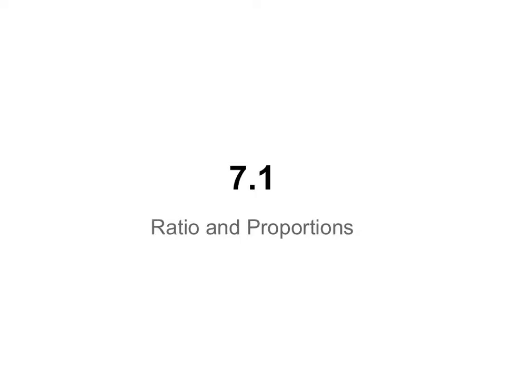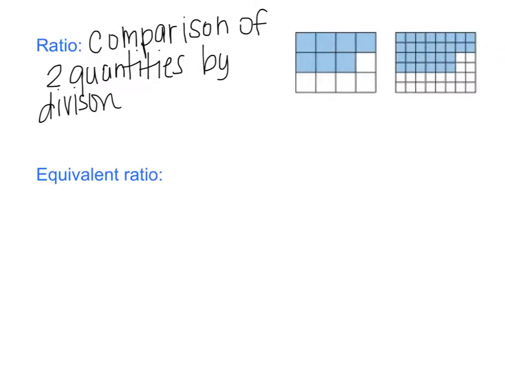Today we're doing 7.1, which talks about ratios and proportions. We've already actually covered some of this, so it should look familiar. There are two definitions that we need to get down. The first one is ratio, and this is going to be a comparison of two quantities by division.